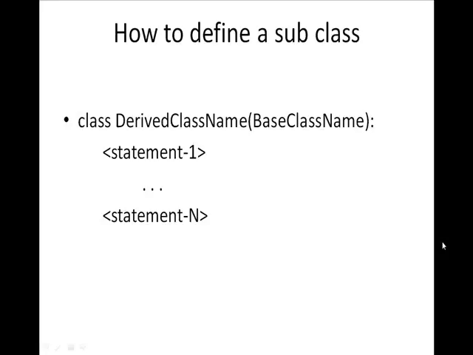Now here's how we define a subclass and a superclass relationship. Here you can see the derived class name and the base class name and statements. This is the way to define a superclass subclass relationship between two classes in Python.